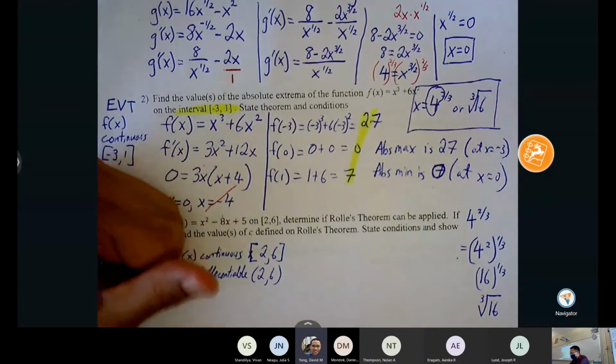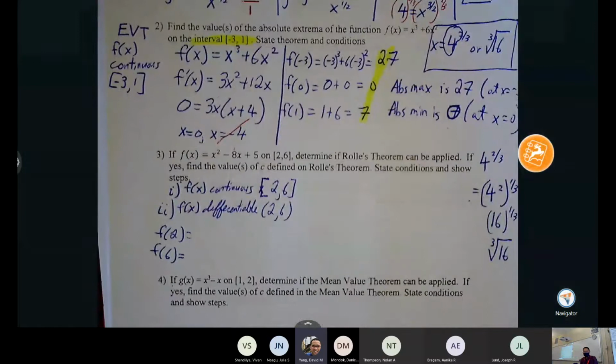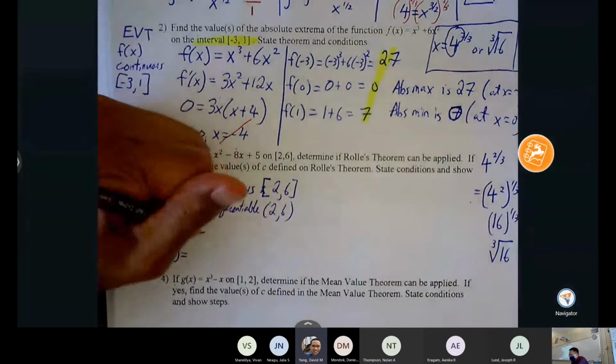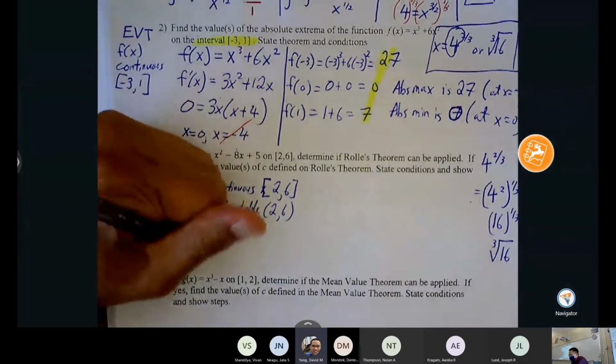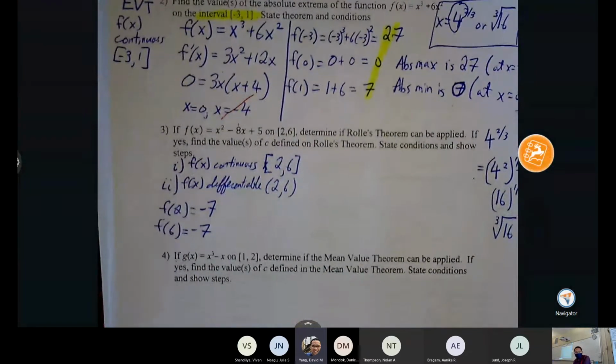Now I need to find f of 2. I need to find f of 6. Okay, so tell me what you get when you plug in 2 and 6. -7. Okay. So -7 and -7. Why are you plugging 2 and 6 in?